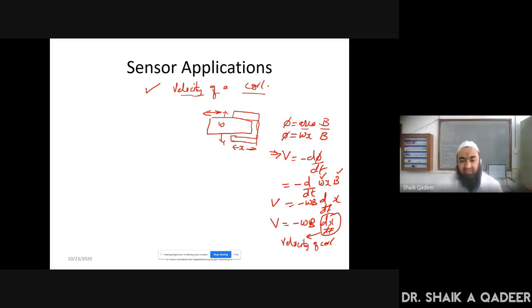If we apply the voltage equation on this phi, we know that Faraday's law is given by this relation: V is equal to minus d phi by dt. So in place of phi, we can write W x into B. W and B are constant, so only X will be applied on this differential equation. So we will get finally V is equal to minus W B dx by dt. It means that V is directly proportional to dx by dt, which is nothing but the velocity of the coil.